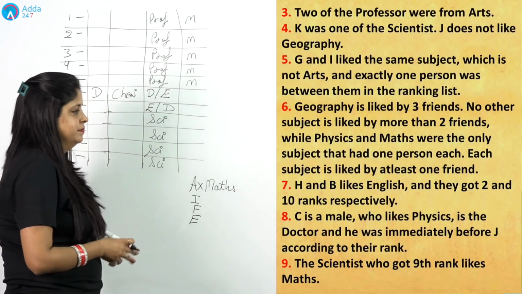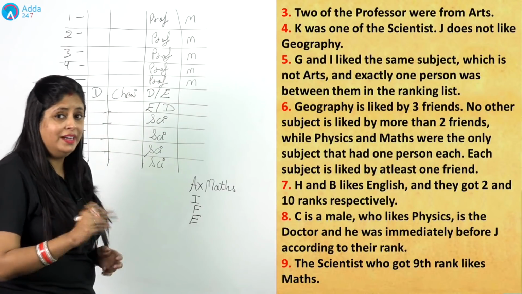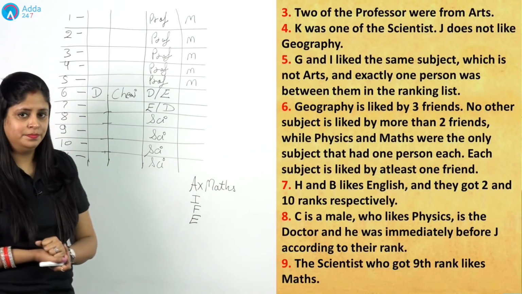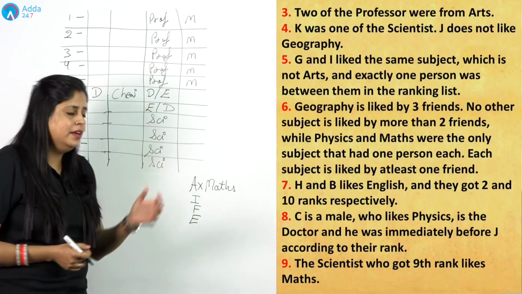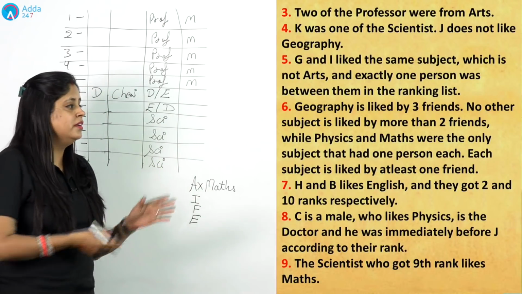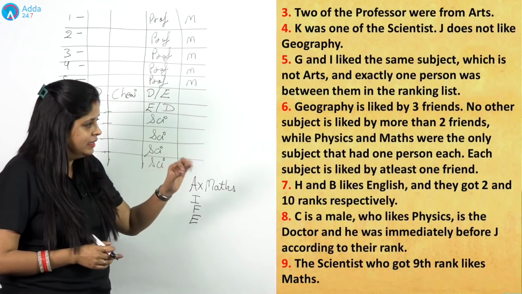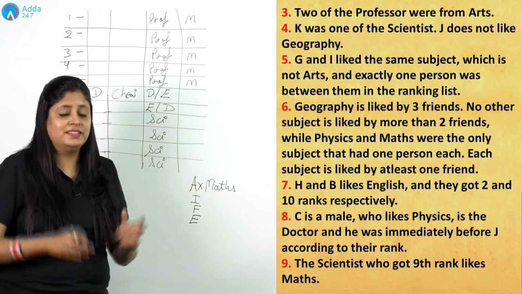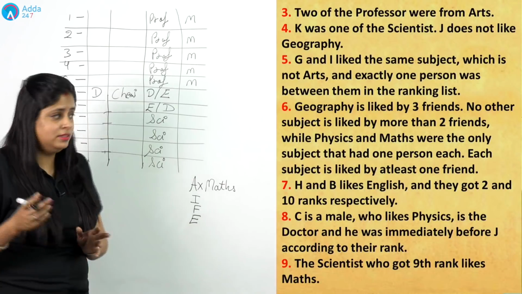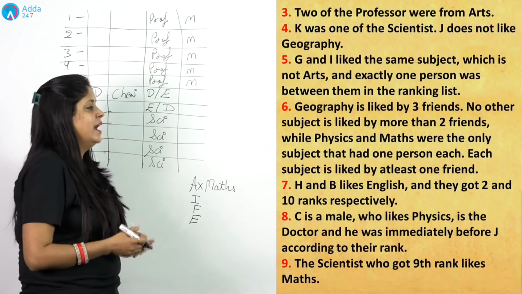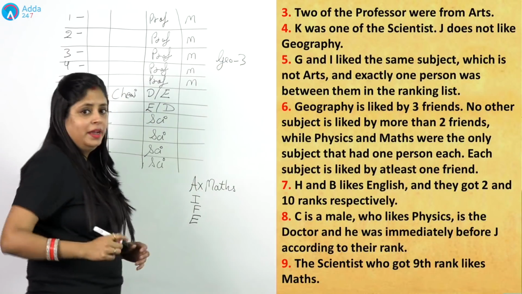Point number 6. Geography is liked by 3 friends. Okay, point number 6 is helpful. Why is it helpful? Just before we read that, based on their different subjects, we are not exactly aware about the ratio, about the distribution of their subjects. But this point number 6 is giving us a clear hint based on that distribution. Let's see what it says. Geography is liked by 3 friends. So, I can write it down something like this. Geography is liked by 3 friends.